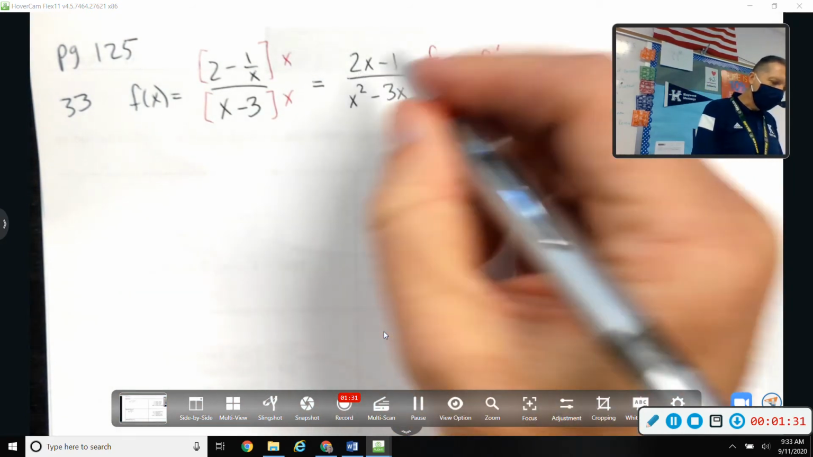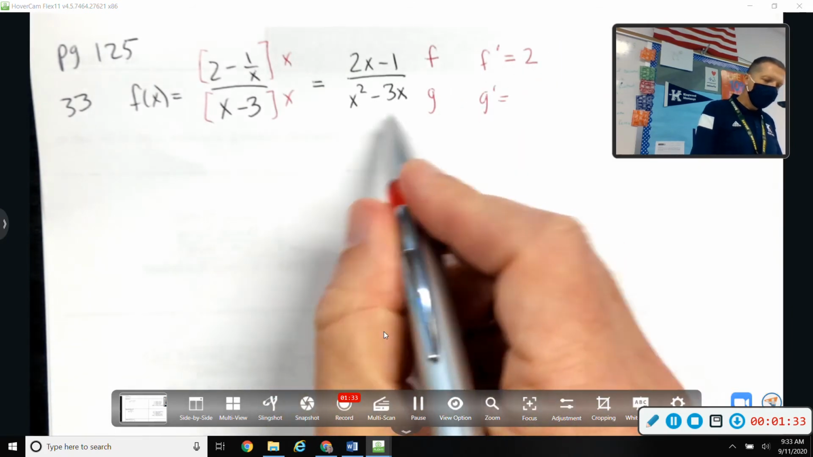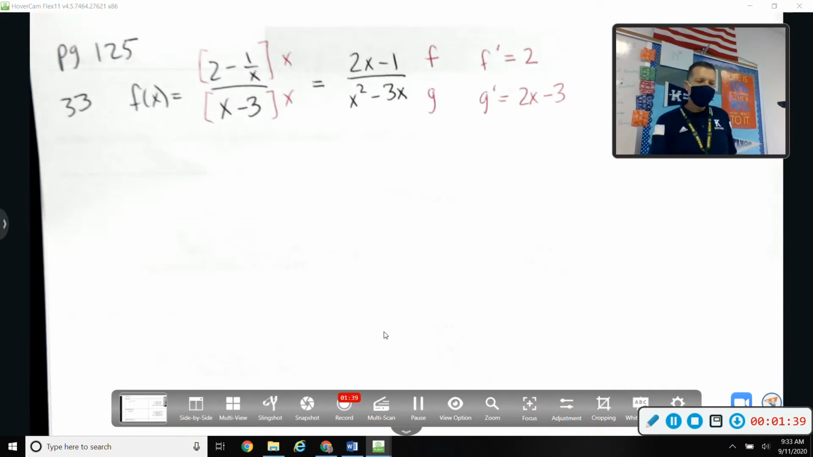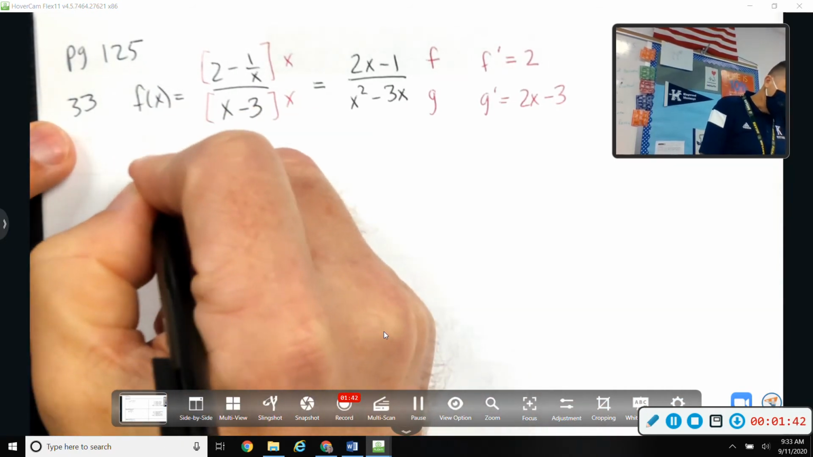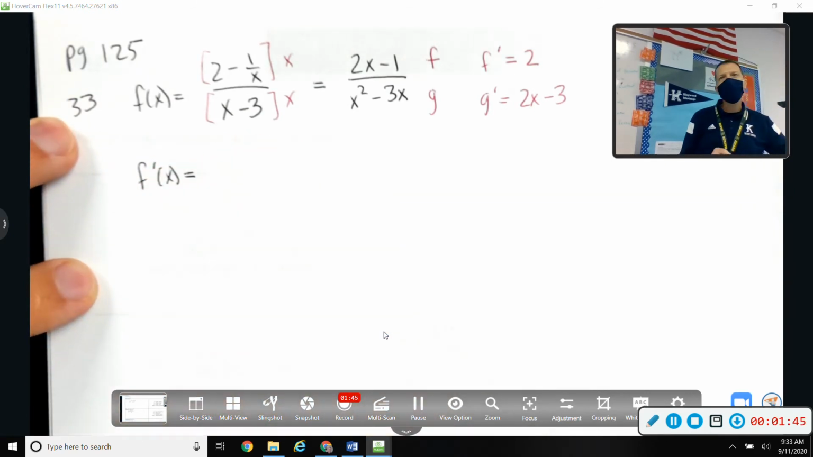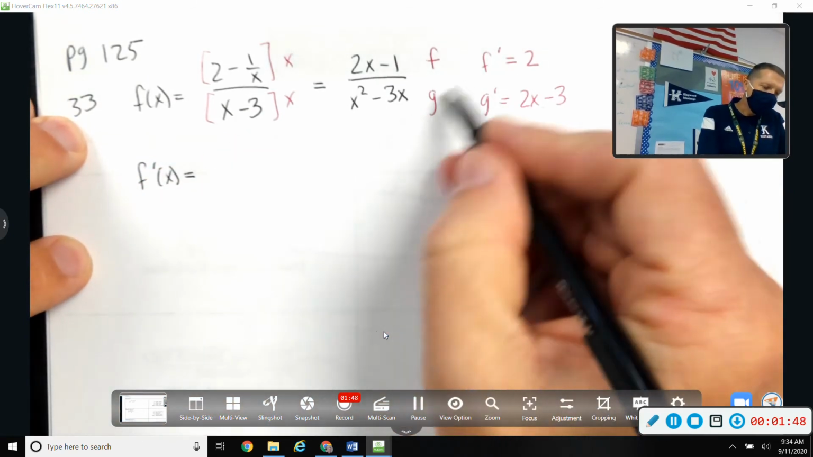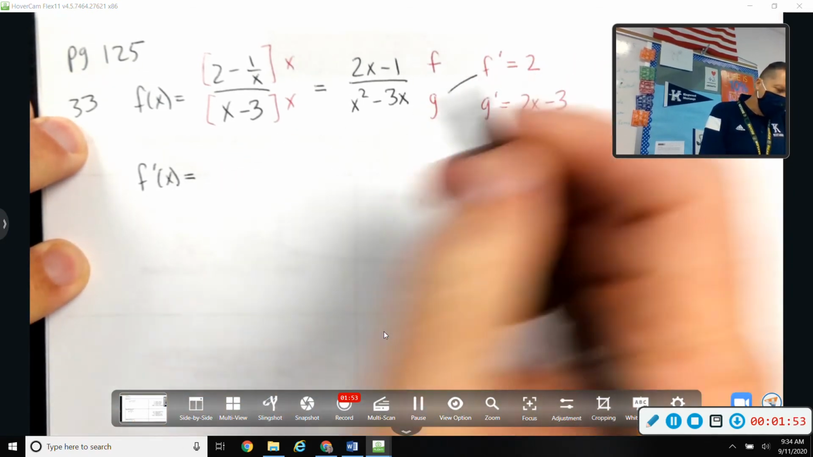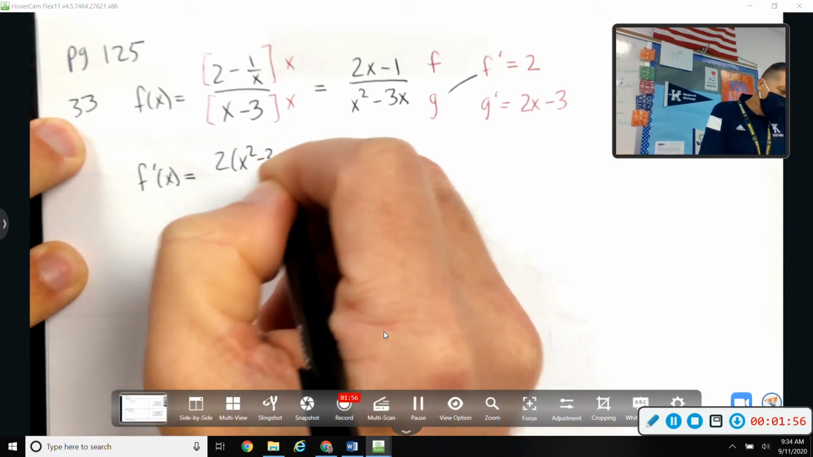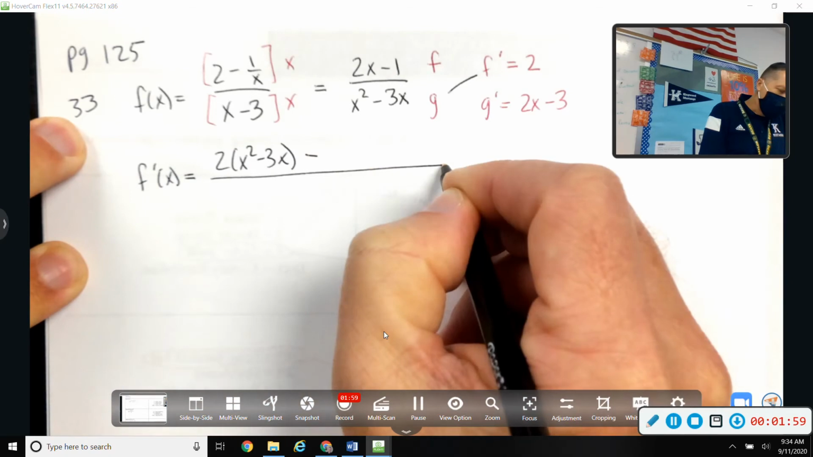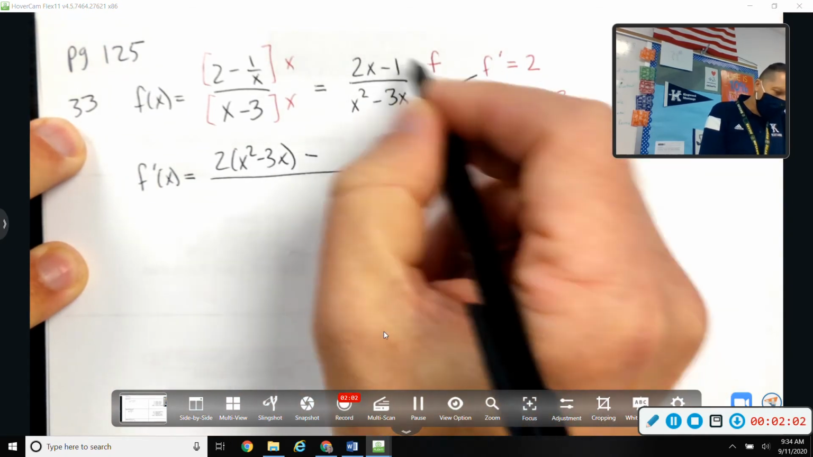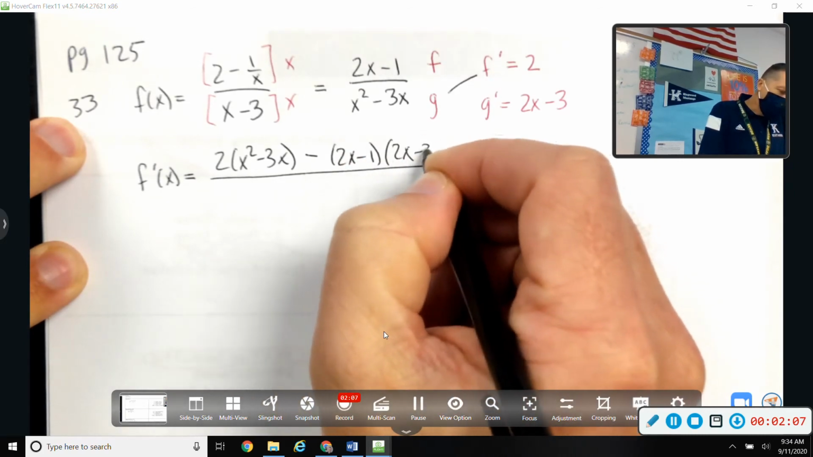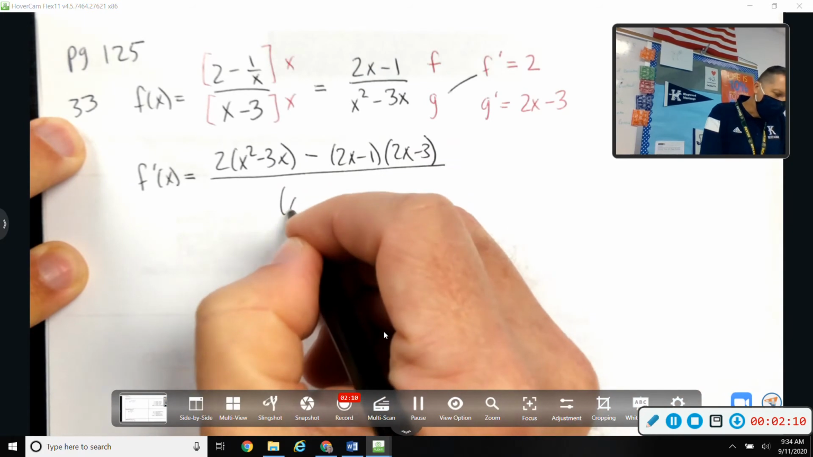So the derivative of the top would just be 2. The derivative of the bottom would be 2x minus 3. And now I'm ready to do the quotient rule. The GF has to come first, right? In relationships and in calculus class, the GF has to come first. So GF prime, so 2 times x squared minus 3x, minus FG prime the other way, 2x minus 1 times 2x minus 3, all over g squared.